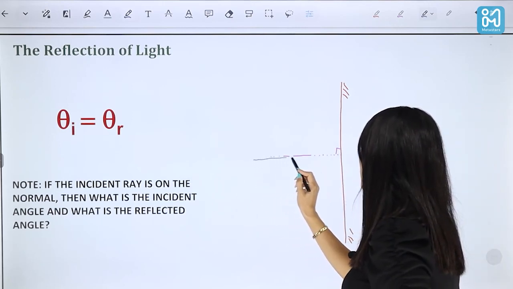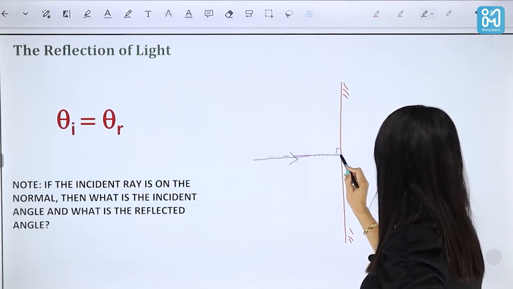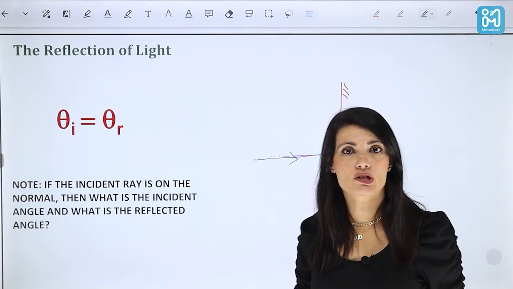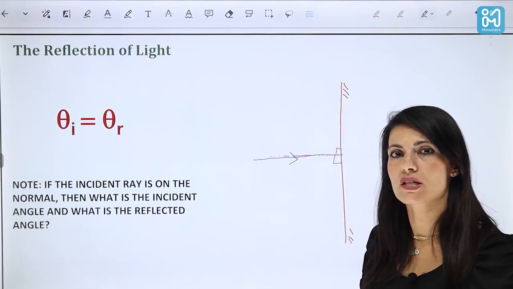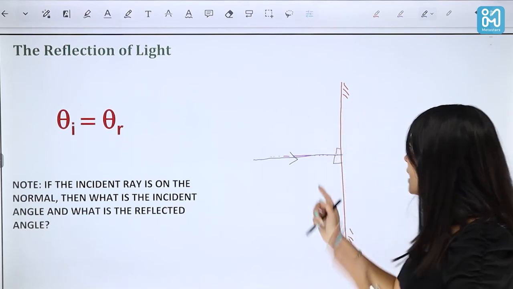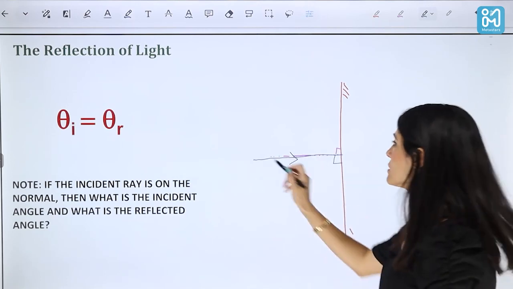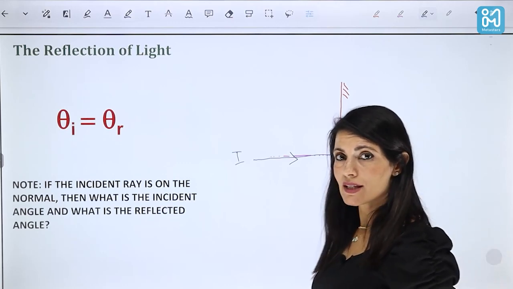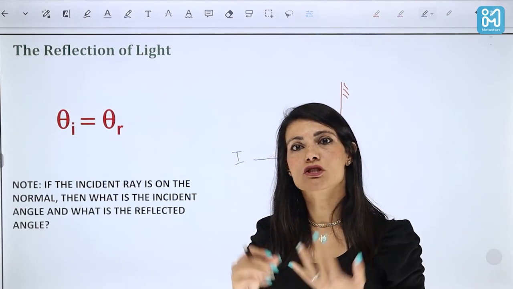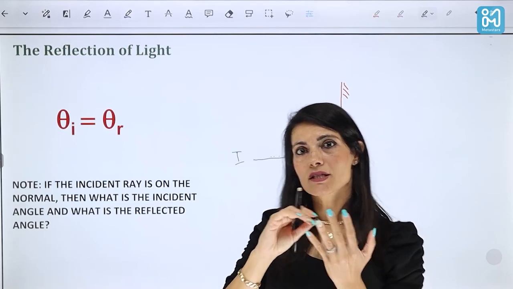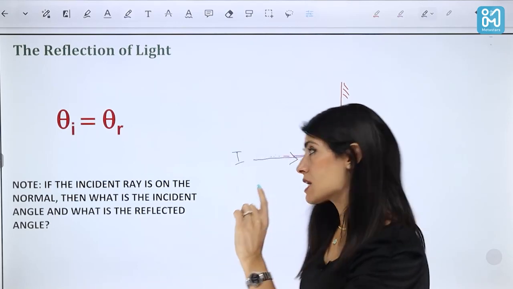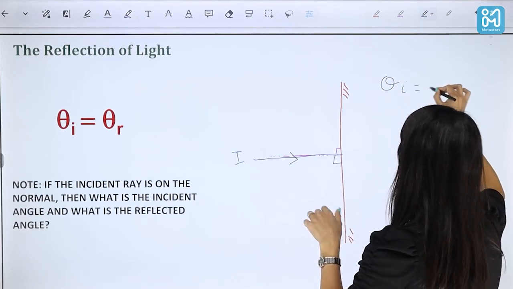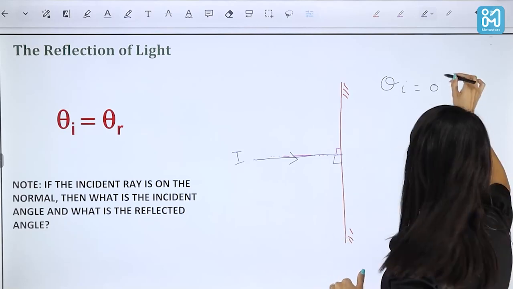So this is the normal. It is on the normal line, and it is perpendicular to the surface. How will it be reflected, and how much are theta I and theta R? Now, as you can see, the incident ray is actually on the normal. So the definition of angle of incidence is that it is the angle the incident ray makes with the normal. Since the incident ray is on the normal, the incident angle is 0 degrees.